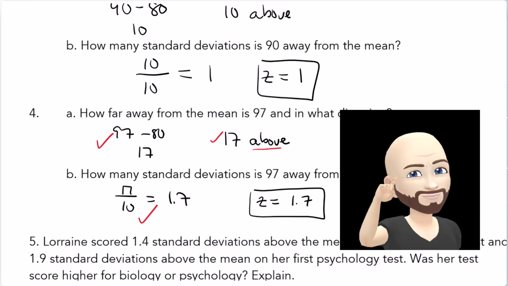You could actually put z in front of it, because that's actually what we're calculating. So as long as you identify z being 1.7, but show the calculations and the work that lead to your solutions.